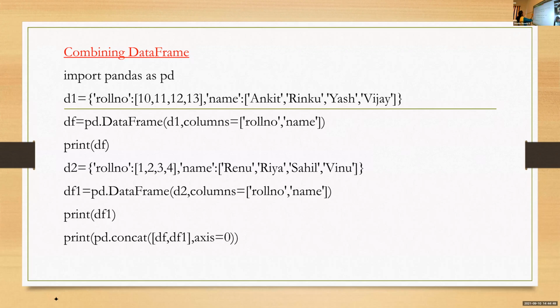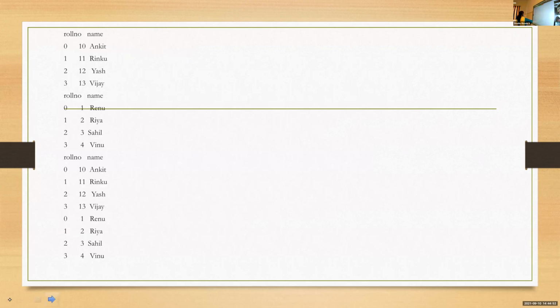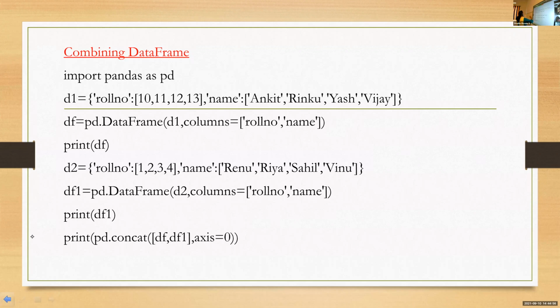So for creating the first data frame, I am using a dictionary D1. The contents are roll numbers and names. Using this D1, I am creating a data frame df. Here I am giving the column headings, roll number and name. Then D2 is the second dictionary, with the same roll number and name, and 4 roll numbers and 4 names. After that, I'm creating the second data frame using D2 with column headings roll number and name.